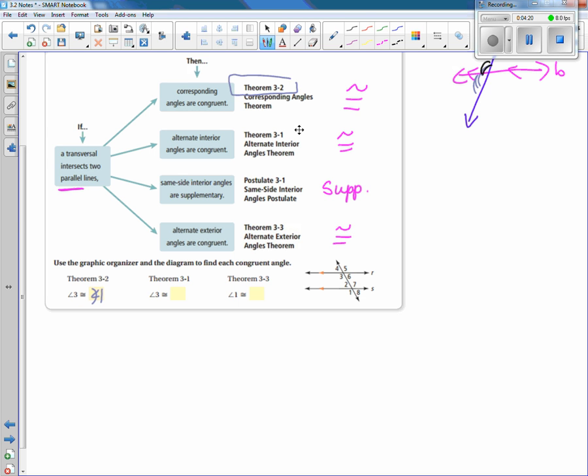3-1 is the alternate interior angle theorem, and that states that if the two lines are parallel, that the alternate interior angles will be congruent. So again, we're looking at angle 3. What would be an alternate interior angle to angle 3? Angle 7. Alternate means opposite sides of the transversal, right? And interior meaning inside of the line pair.